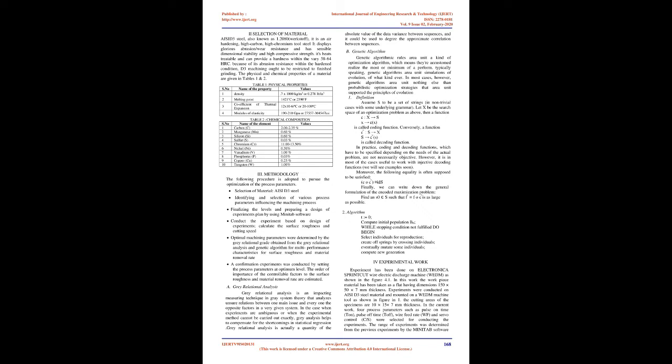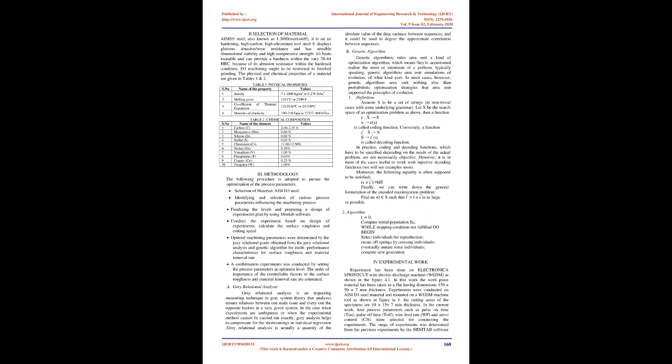The physical and chemical properties of the material are given in Tables 1 and 2. 3. Methodology. The following procedure is adopted to pursue the optimization of the process parameters. Selection of material, AISI D3 steel. Identifying and selecting the various process parameters influencing the machining process. Finalizing the levels and preparing a design of experiments plan by using Minitab software.